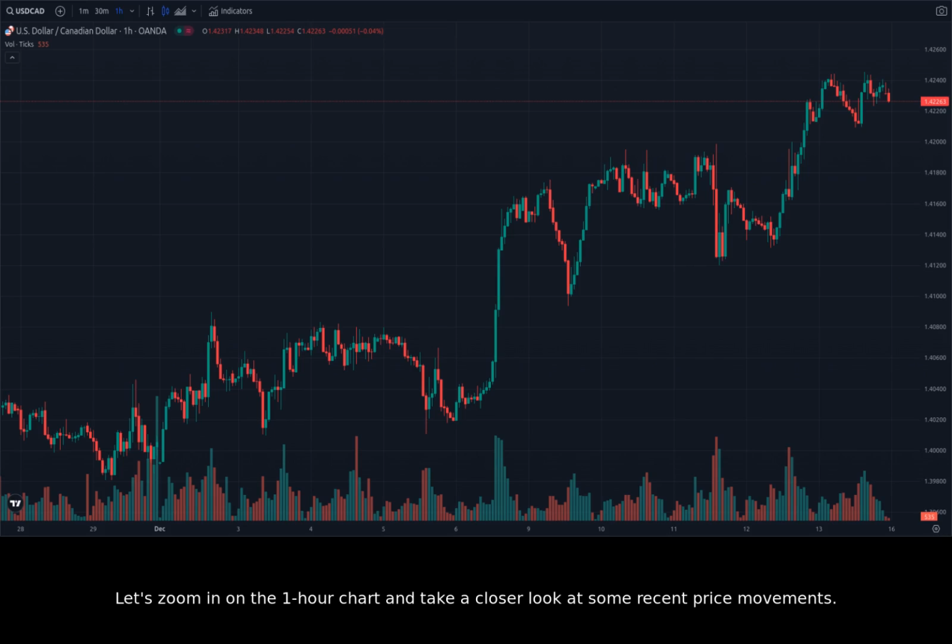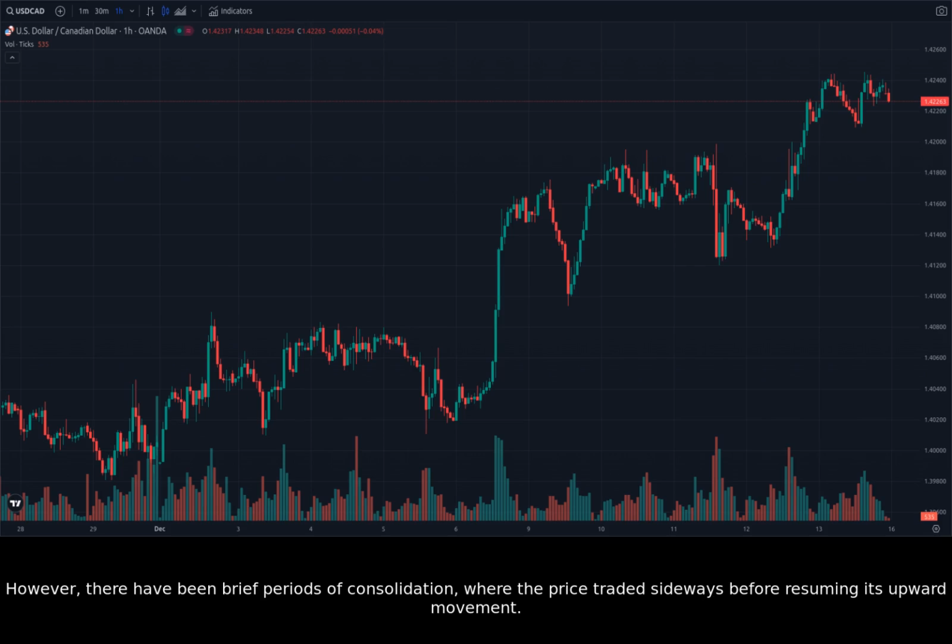Let's zoom in on the 1-hour chart and take a closer look at some recent price movements. Here, we can see more detailed fluctuations with some intraday reversals. Notice the sharp rise in price over the past few days, which corresponds with the news suggesting an upward trend. However, there have been brief periods of consolidation where the price traded sideways before resuming its upward movement.